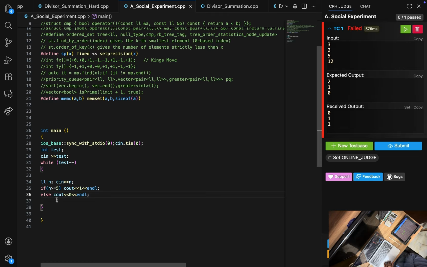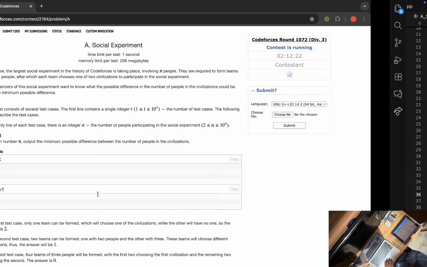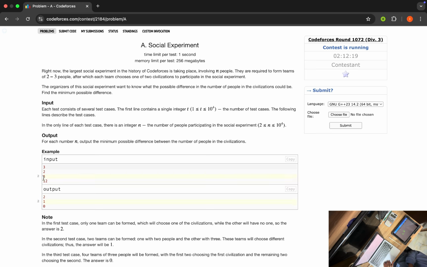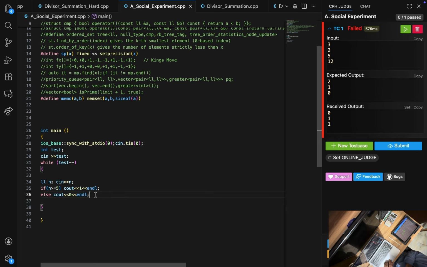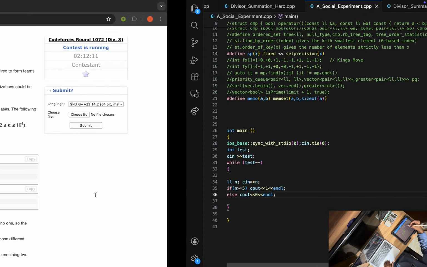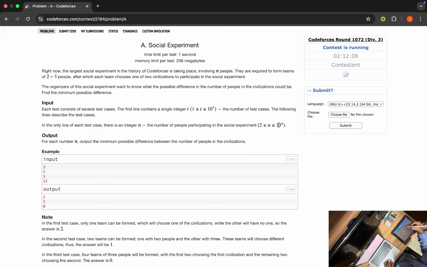If the value is greater than or equal to, what's the minimum difference? It asks for the minimum difference. Minimum will be 0. Okay, what can be the n? n can be 2, 3, then 4, 5. They're required to form teams of 2-3, after which each team chooses to.